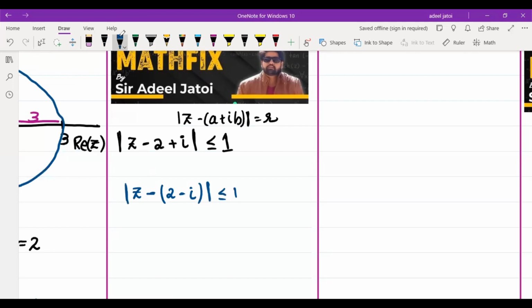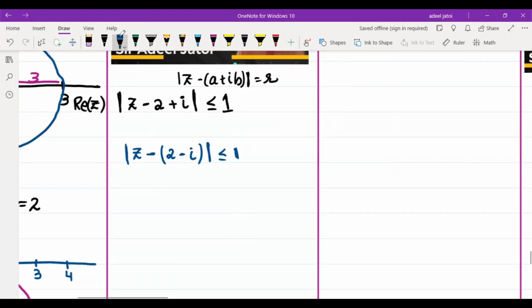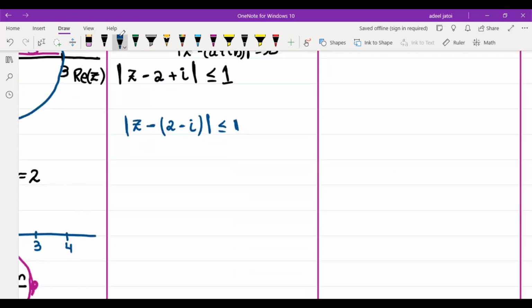Now this less than or equal to sign means that the circle that you are drawing will be a dark line. It will not be a dotted circle. If the equal to sign is not there, and only the less than sign is there, it will be a dotted circle. But if it is an equal to, it will be a dark line circle. So let's move ahead with the same concept.